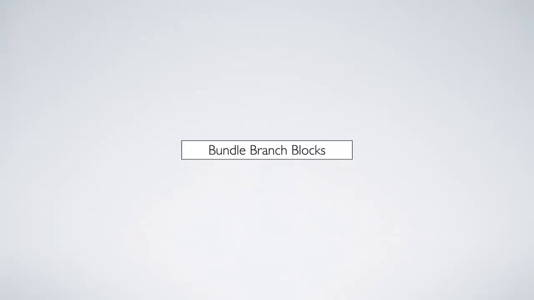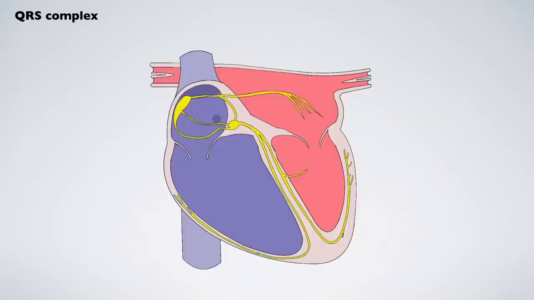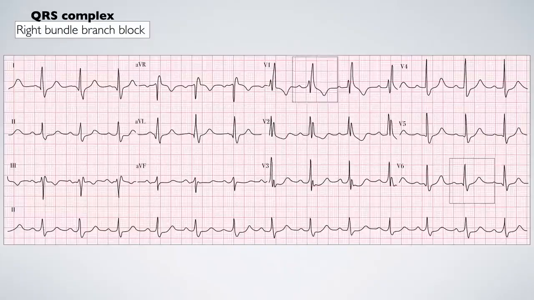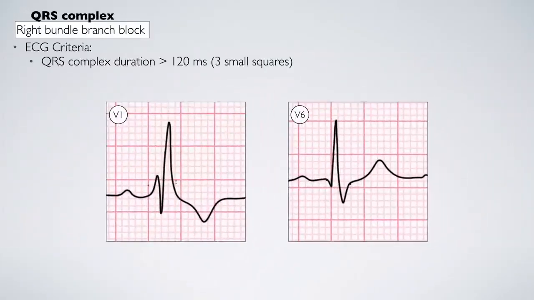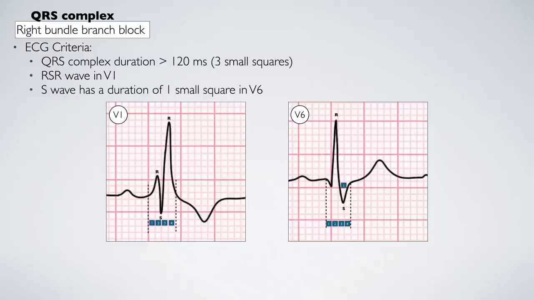Next up are the bundle branch blocks. Blocks of the left or right bundle branch cause asynchronous depolarization of the ventricles, and this produces broad QRS complexes and ST segment changes. Right bundle branch block is present if the QRS complexes are greater than 3 small squares in duration. There must be an RSR wave in V1 and a deep S wave with a duration equal to or greater than 1 small square in V6.